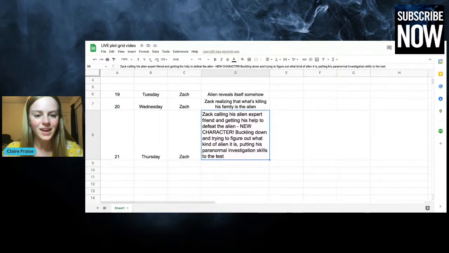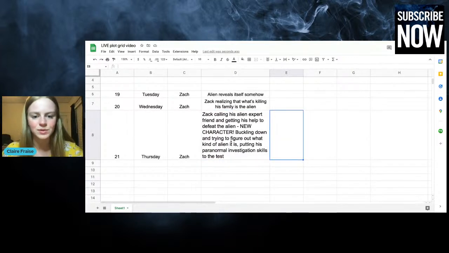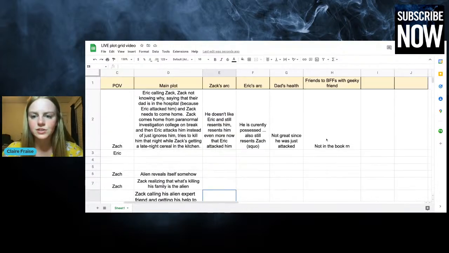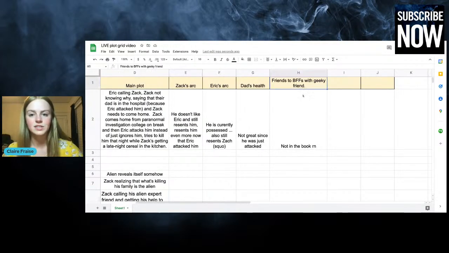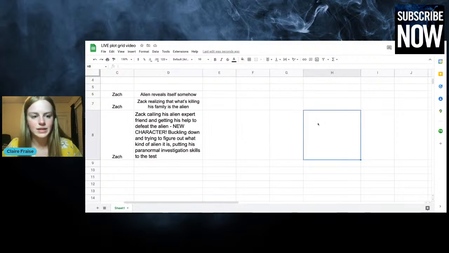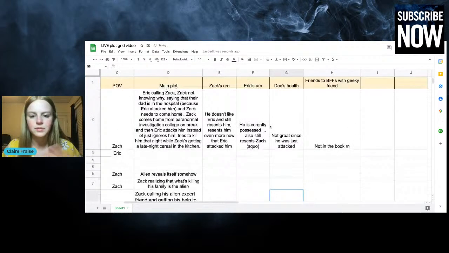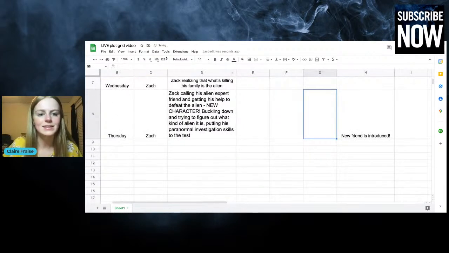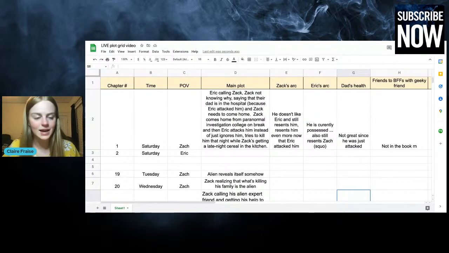Anyway, so Zach is calling his alien expert friend and getting his help to defeat the alien. You have your new character that's introduced, so you go back down to this friends to BFFs with geeky friend column, and you can enter here: new friend is introduced. You kind of get the idea. This is how you go through and add stuff to a plot grid. This is how you set it up. It doesn't have to be super fancy.